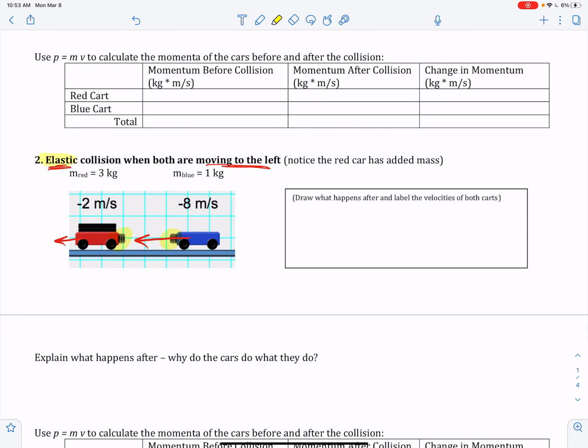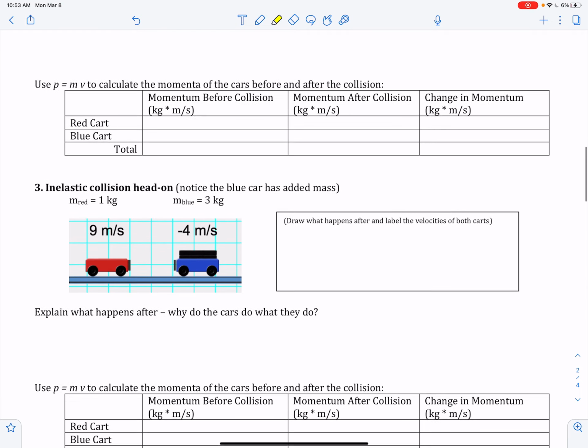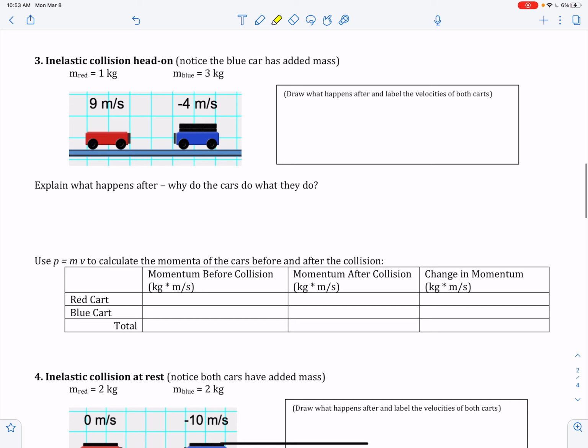Okay, so we start off with 2 elastic collisions, and then we get into some inelastic collisions. Okay, so inelastic means sticking. They're going to stick to each other. And how are they going to do that? Well, now in front of the cars, they have a couple of magnets. Okay, they're not springs anymore, they're magnets. So they're going to stick to each other.